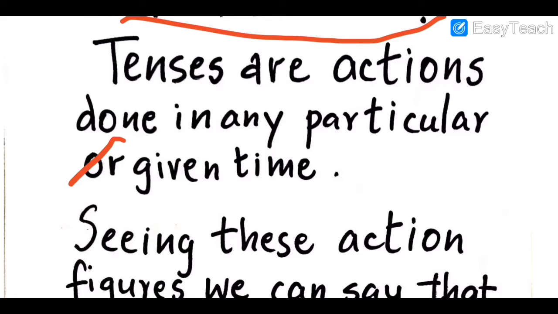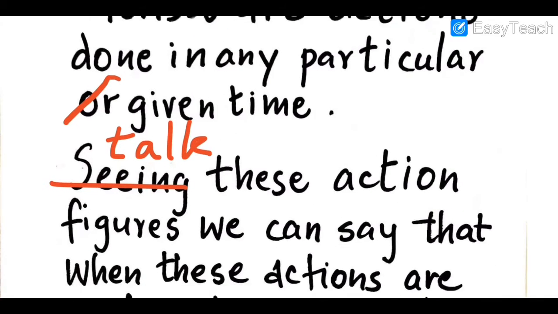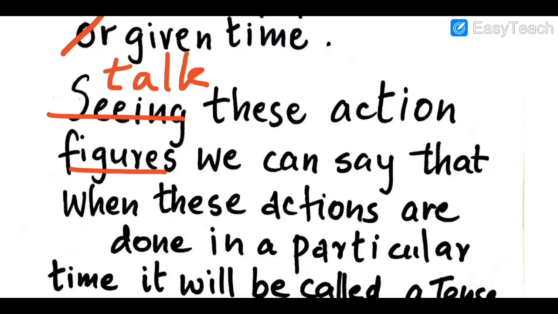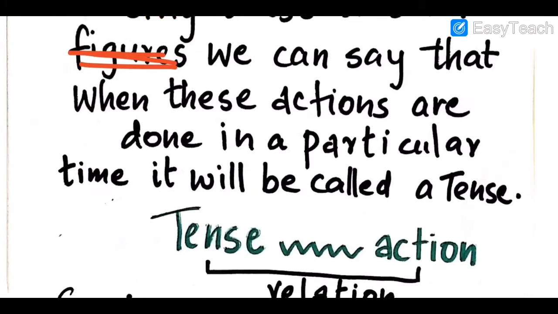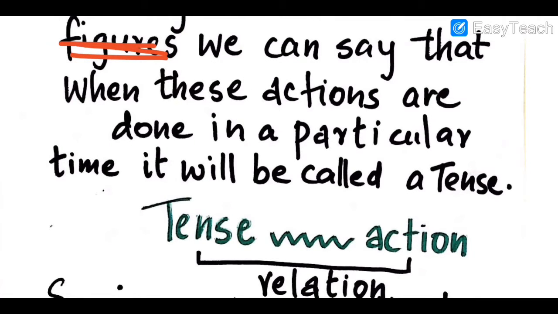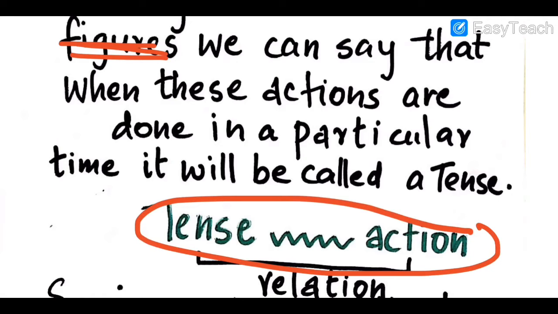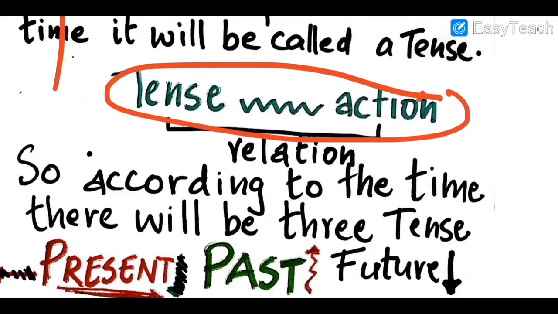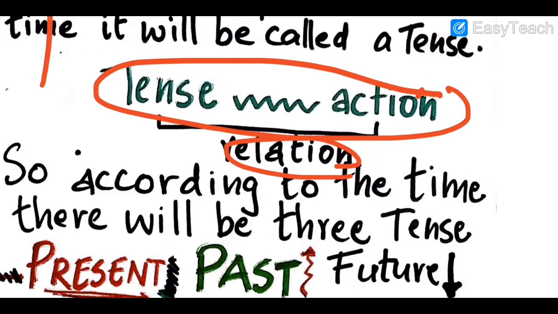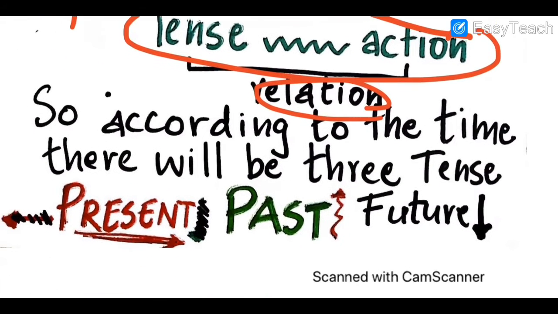Now when we talk about actions, we can say that when these actions are done in a particular time, it will be called a tense. So we come to know that action and tense have a relation. See, they are both connected. Once you do an action, a tense will be formed. Now which tense will be formed?